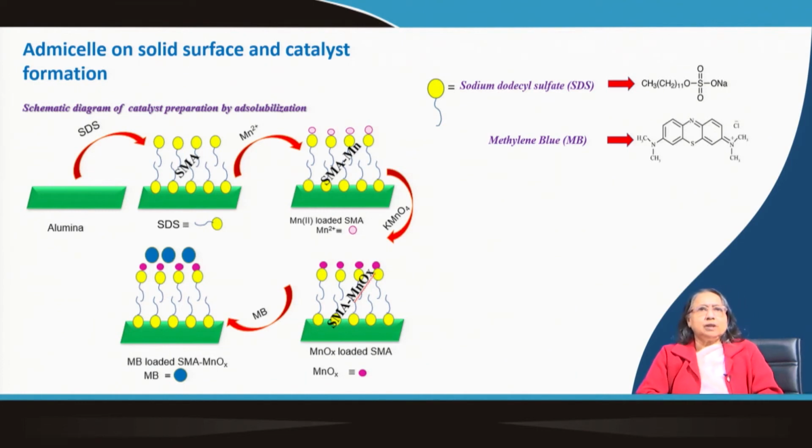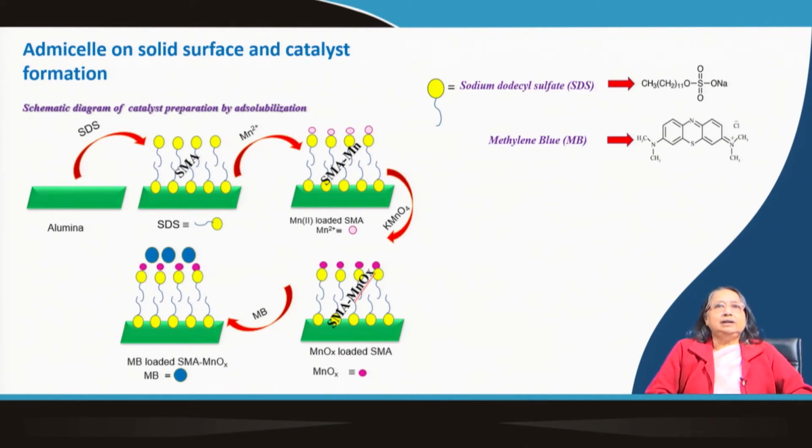So, basically you are preparing a heterogeneous catalyst with MnO2 or MnOX, and you are trying to degrade the methylene blue by using H2O2. Up to this it is clear to you, I hope, because everything you have learnt in the last lecture. H2O2, heterogeneous catalysis, and MnO2, you have learnt. Now we are just applying what you have learnt.